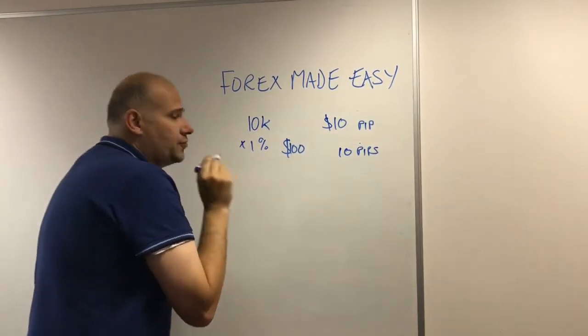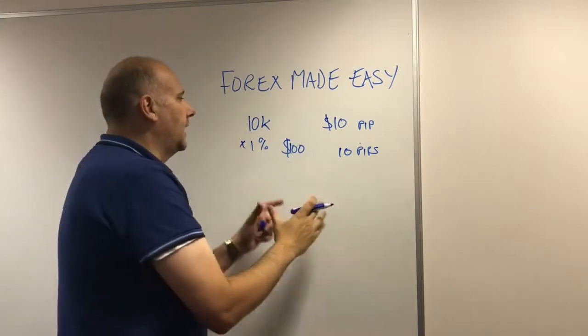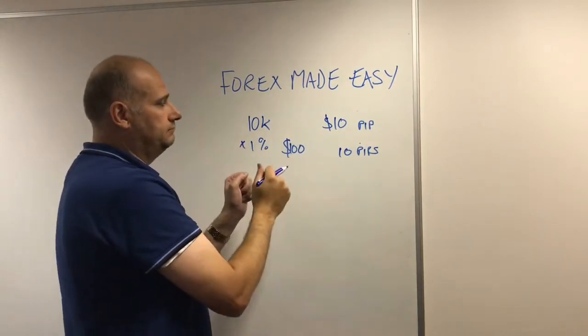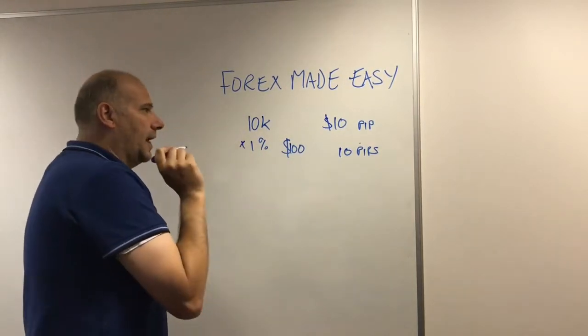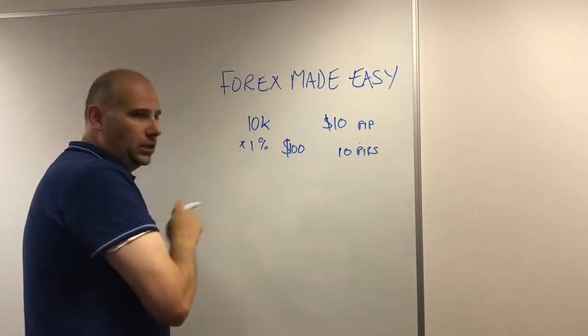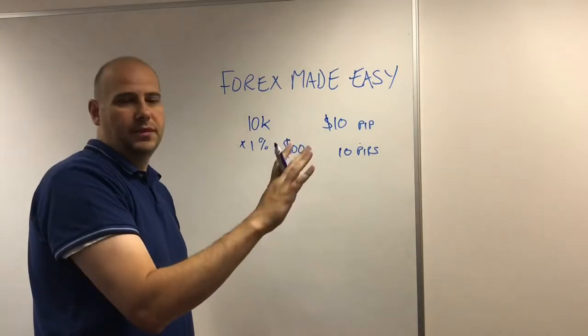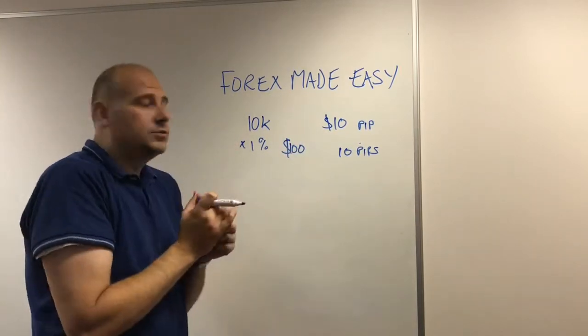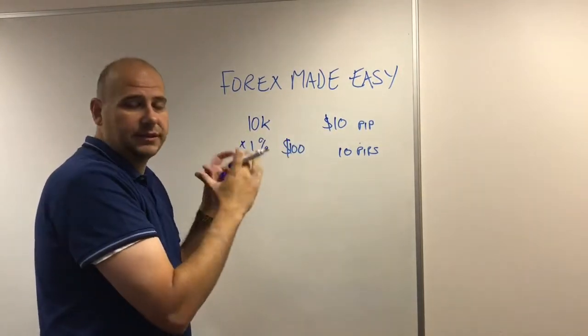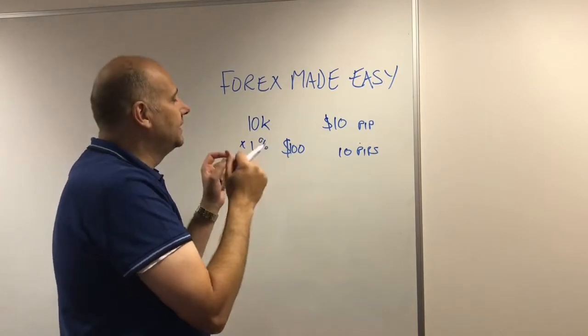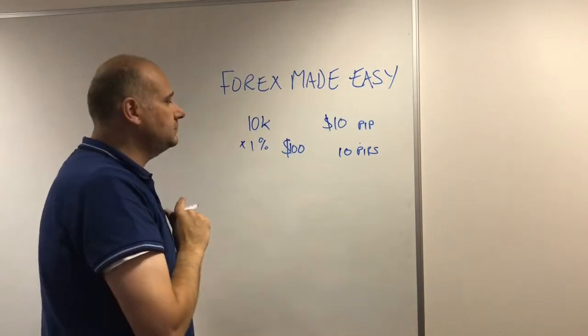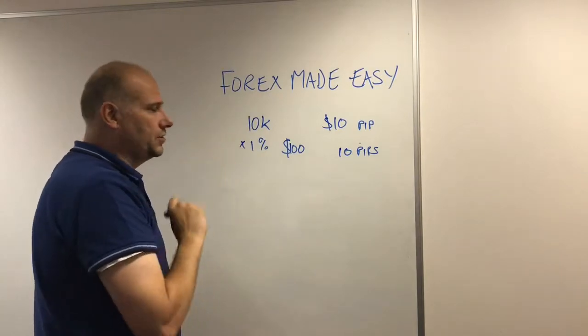So on this trade I'm about to take, I'm going to risk $100. That is what I will lose if I'm wrong. If I'm totally wrong and I've misread the market, the most I can lose out of this $10,000 is $100.